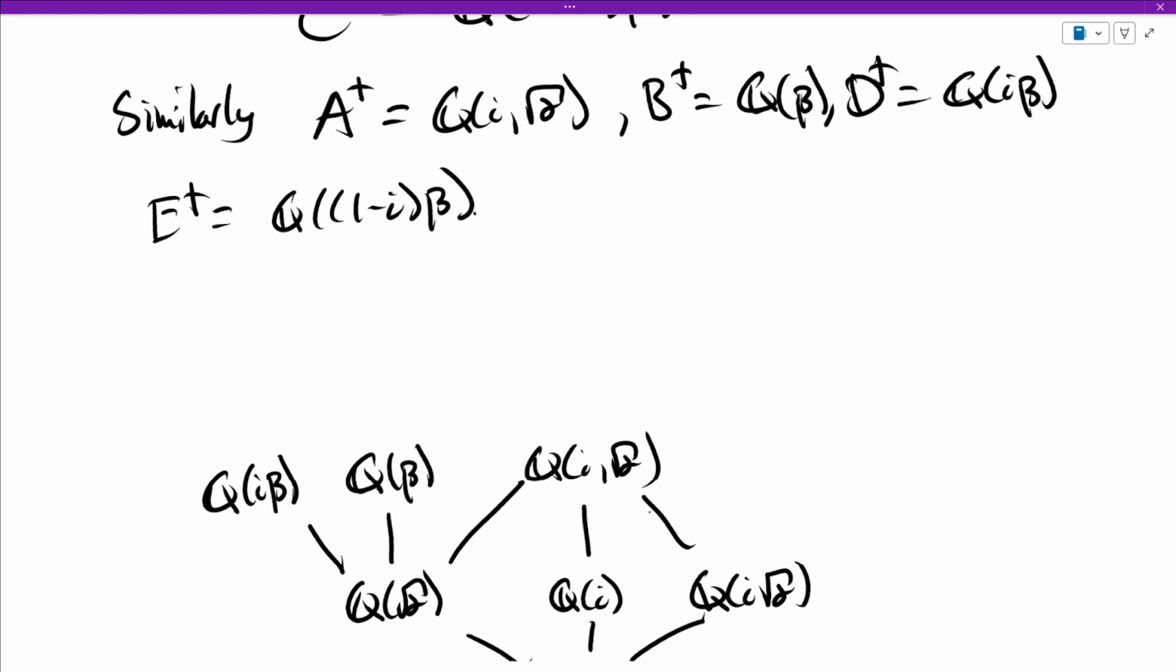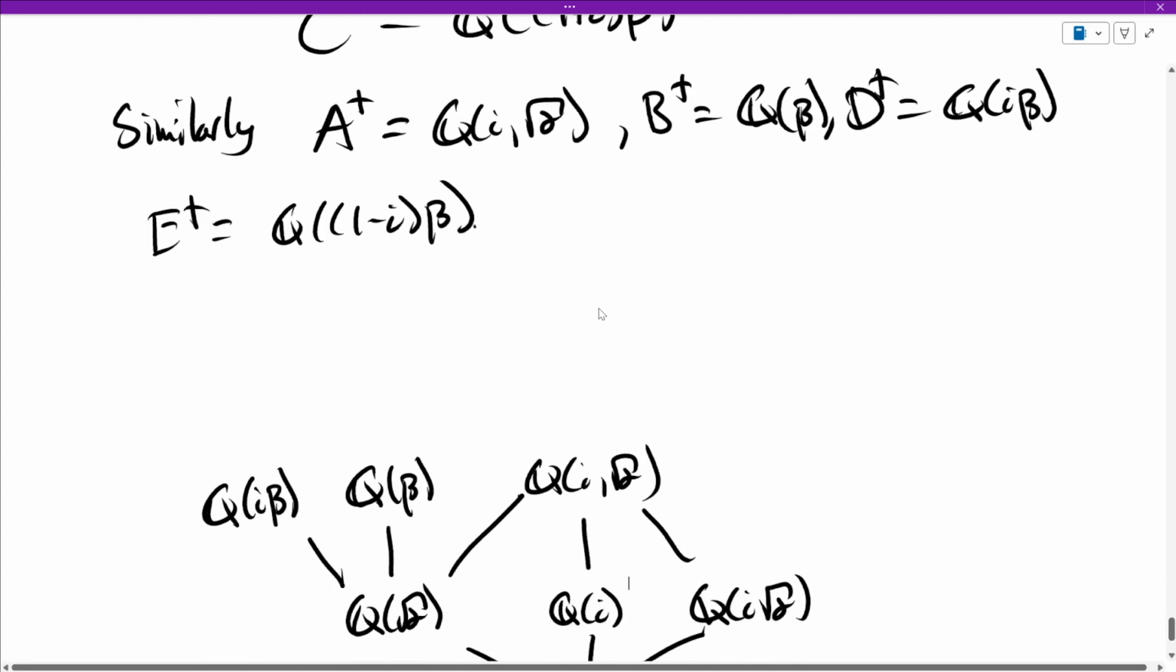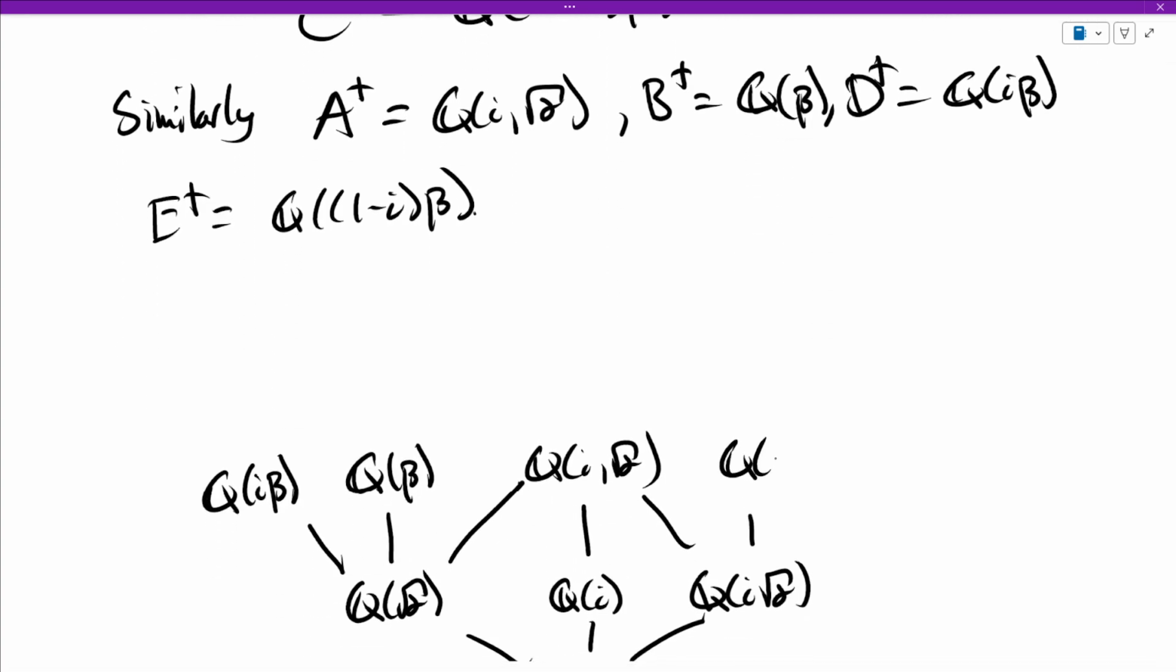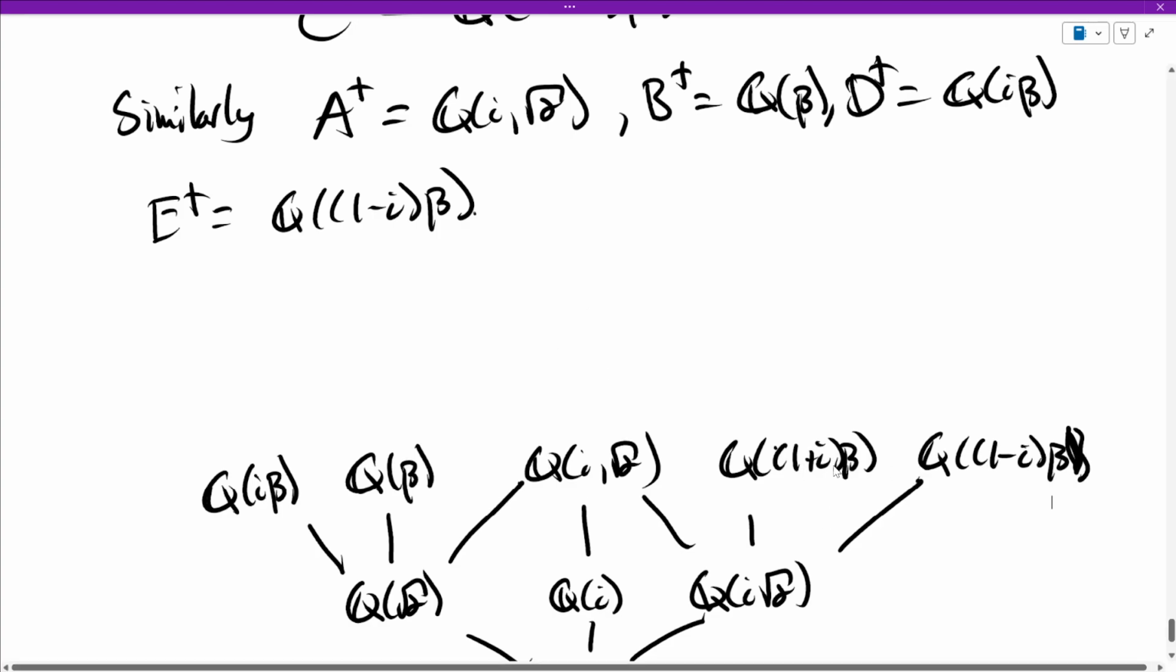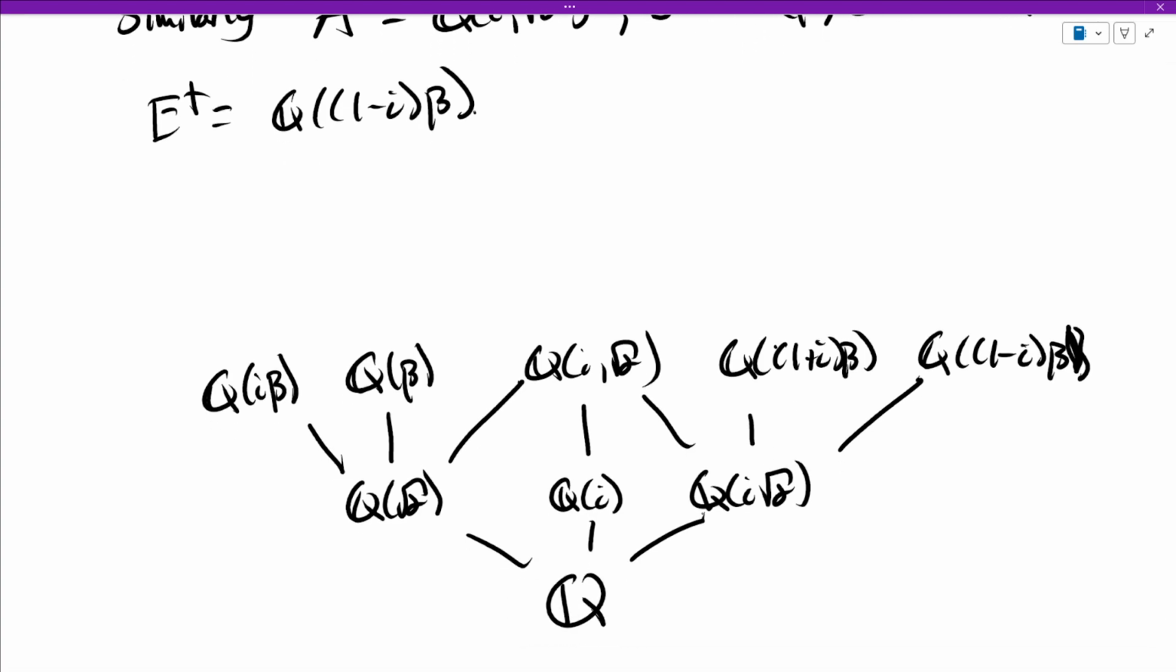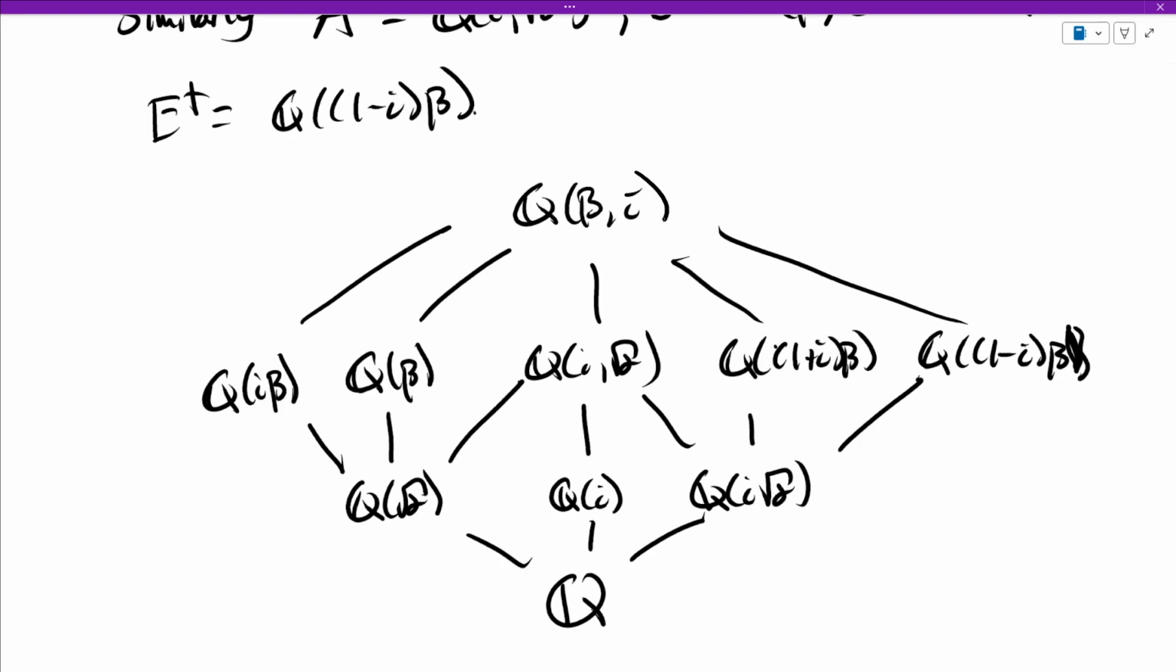And then C dagger was 1 plus iβ. And then E dagger is 1 minus iβ. These were reflections in not the coordinate axes, so the elements we're adding look slightly off. And then above all of these, of course, is Q adjoin β, i. And so all of our work created this lattice of subfields.